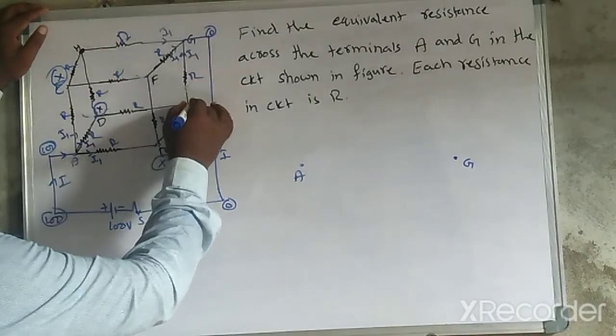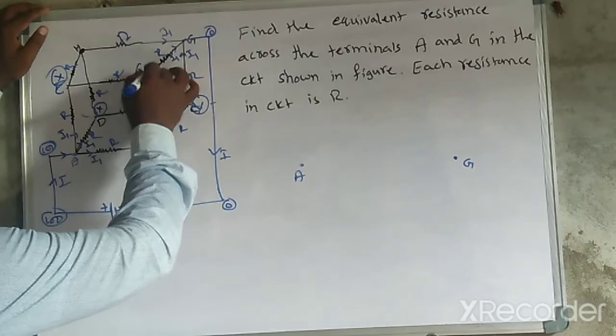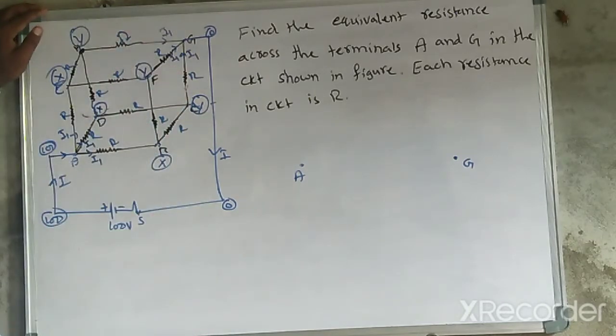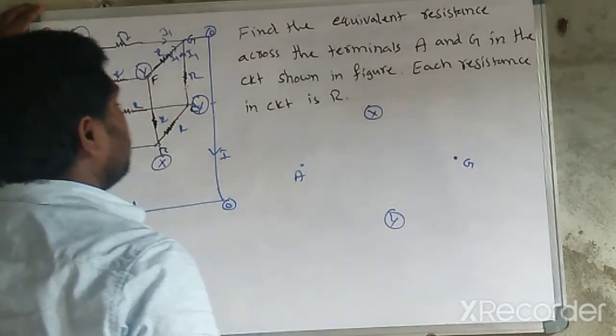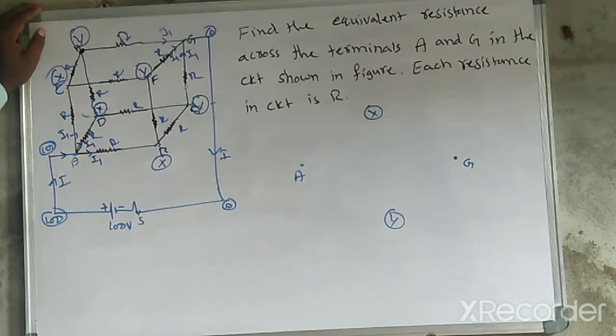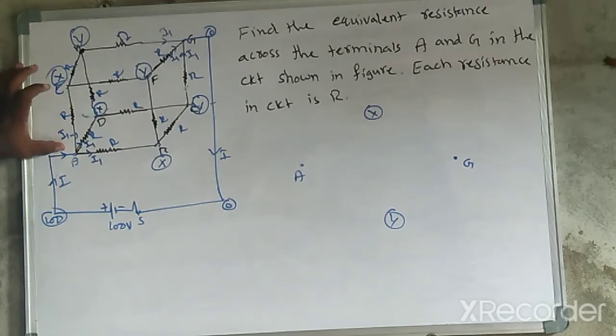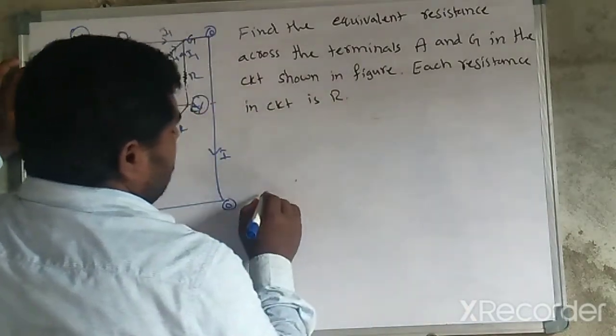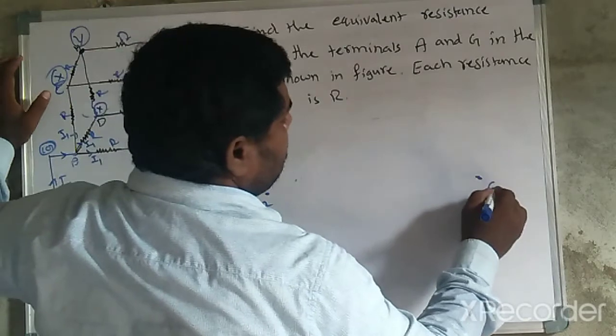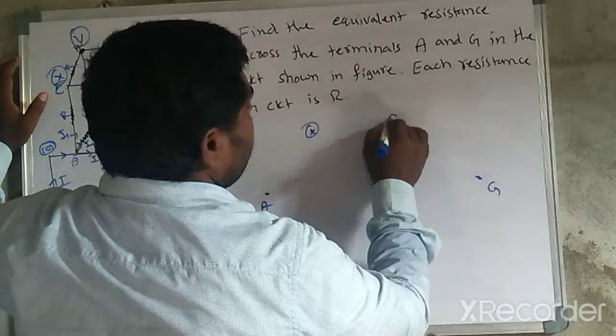Similarly, after this one, I would like to consider the potential Y. If this one is Y, this one is also Y. So here the X potential and here the Y potential. Now you may identify how many resistors there are between A and X. You may write it down like this: this is point A and this point is G, this is X and this is Y.